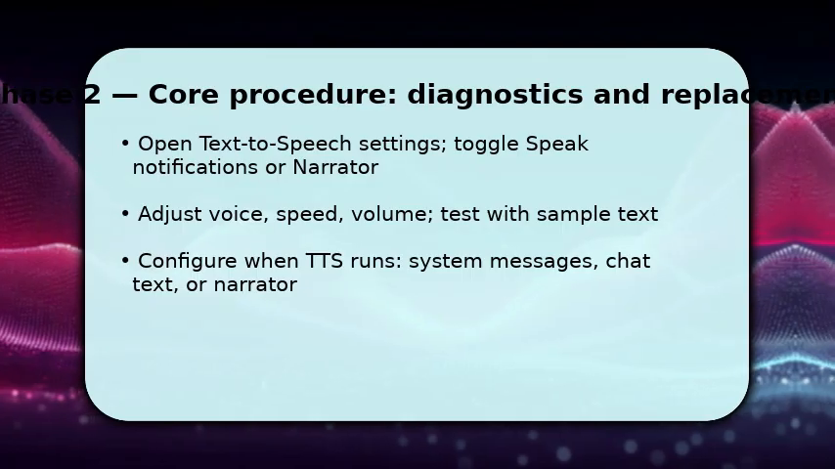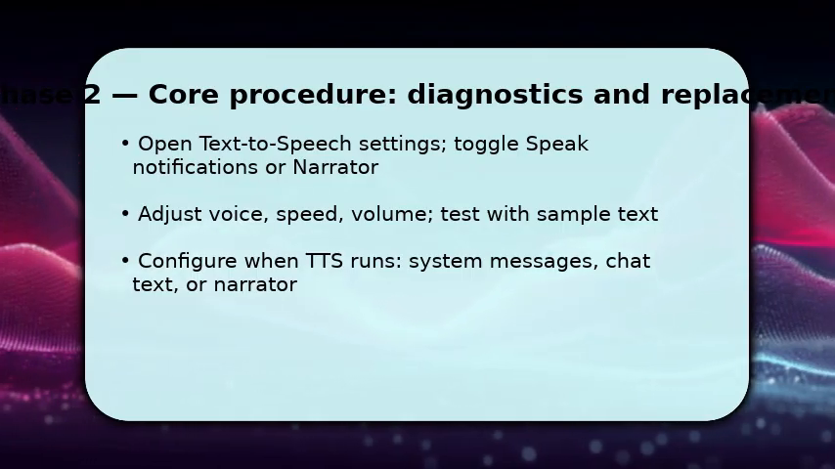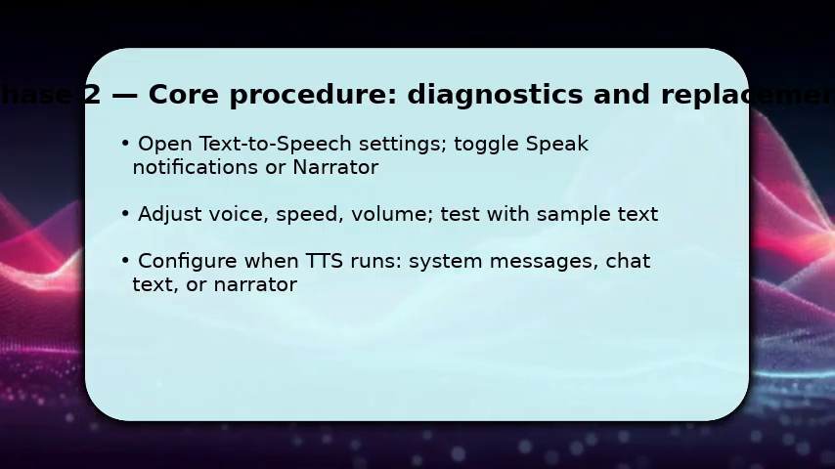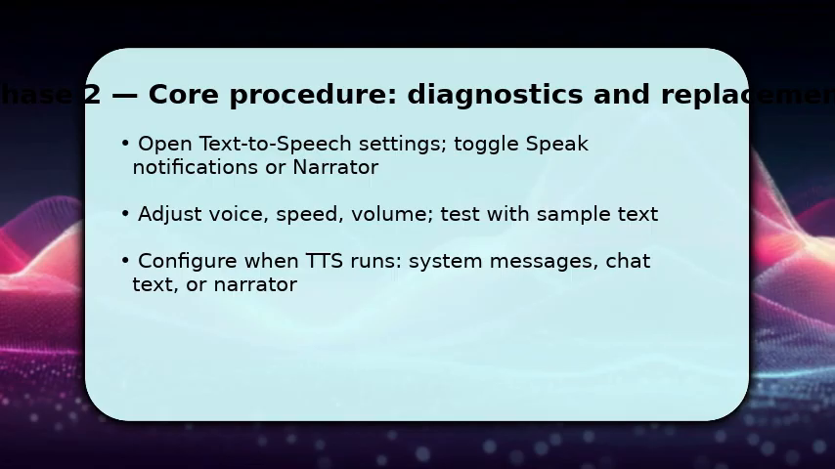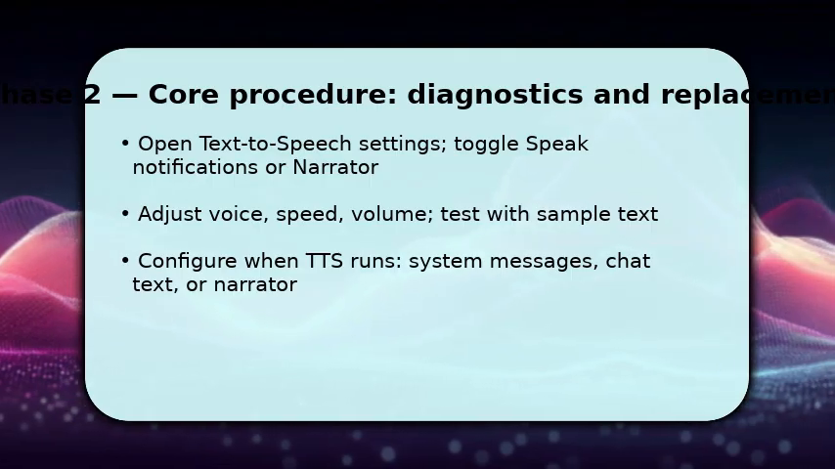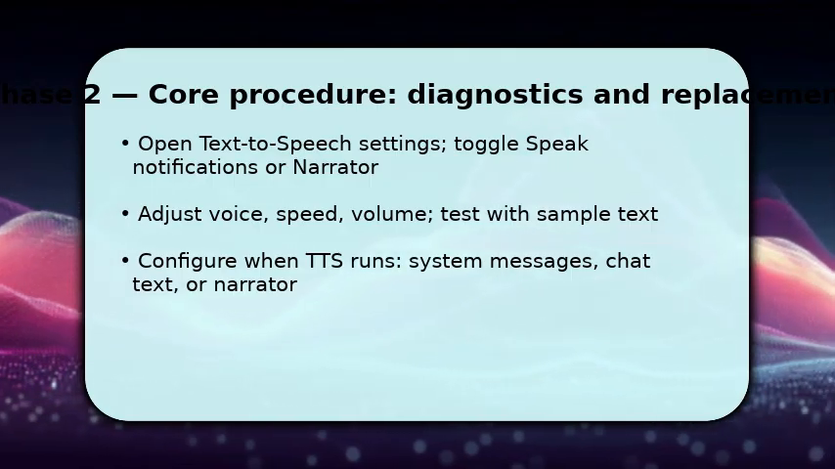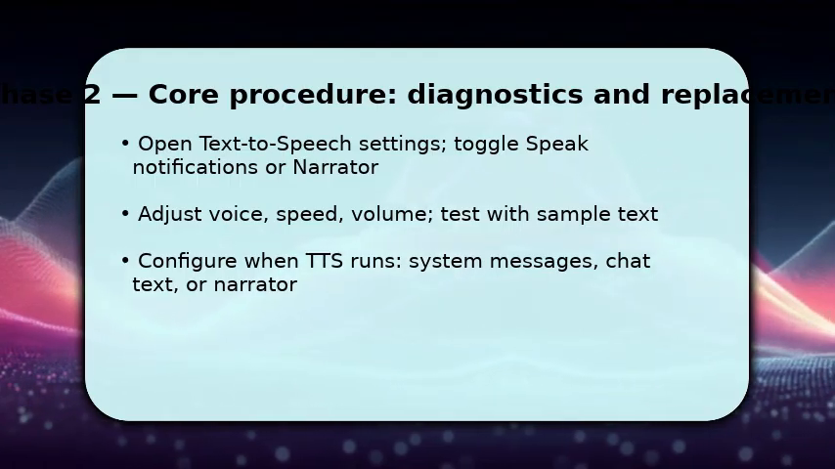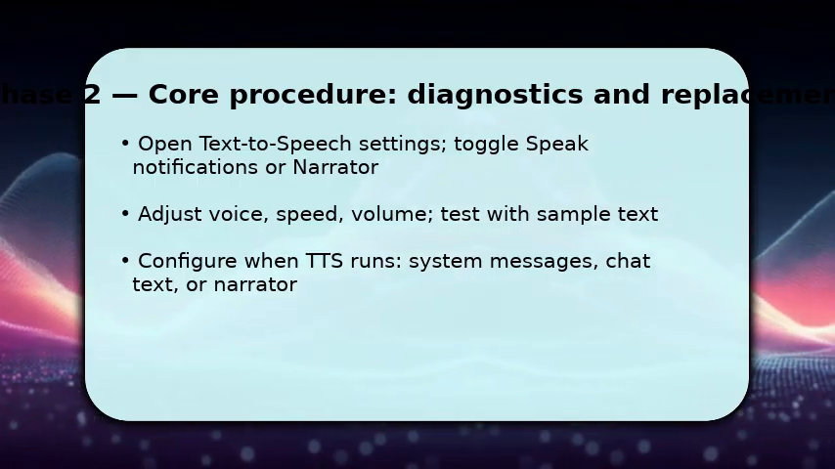Once enabled, adjust voice selection, speed, and volume so speech fits your listening preference. Test with a sample line to confirm. Also set triggers. Decide whether TTS reads system messages, chat text, or only the narrator. Fine-tuning here prevents surprise interruptions, so take a moment to balance clarity against frequency.